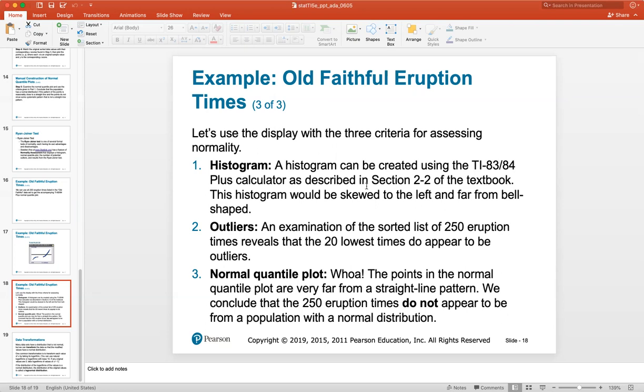So for this section, let's recap. What we studied in this section are 3 ways to determine whether or not a given sample is normally distributed. The first way is the histogram, the second is outliers, and the third is the normal quantile plot. Okay, so let me stop here.